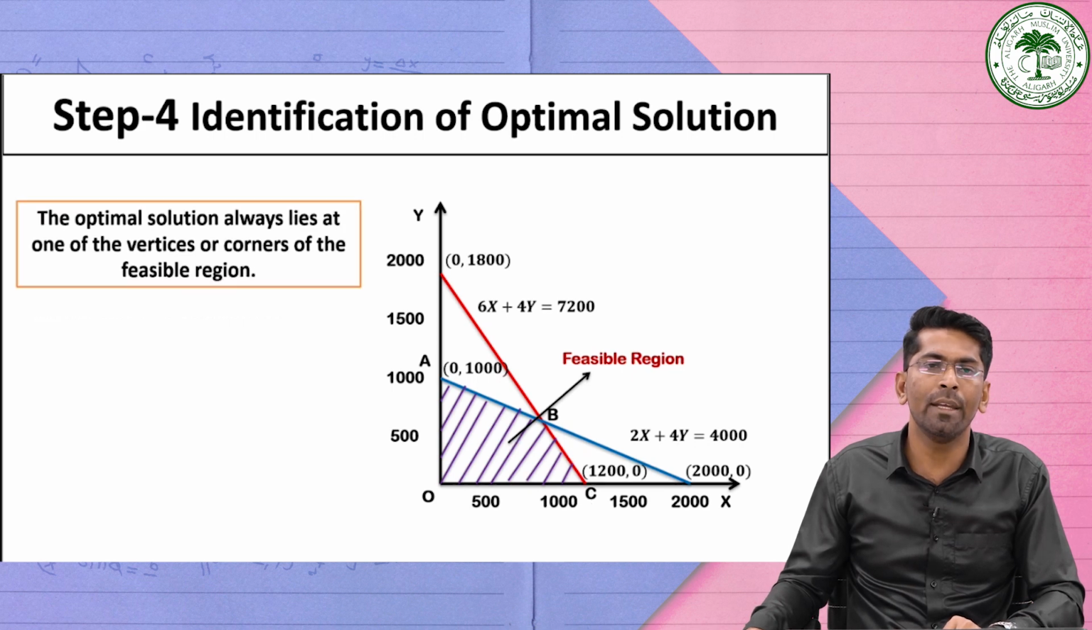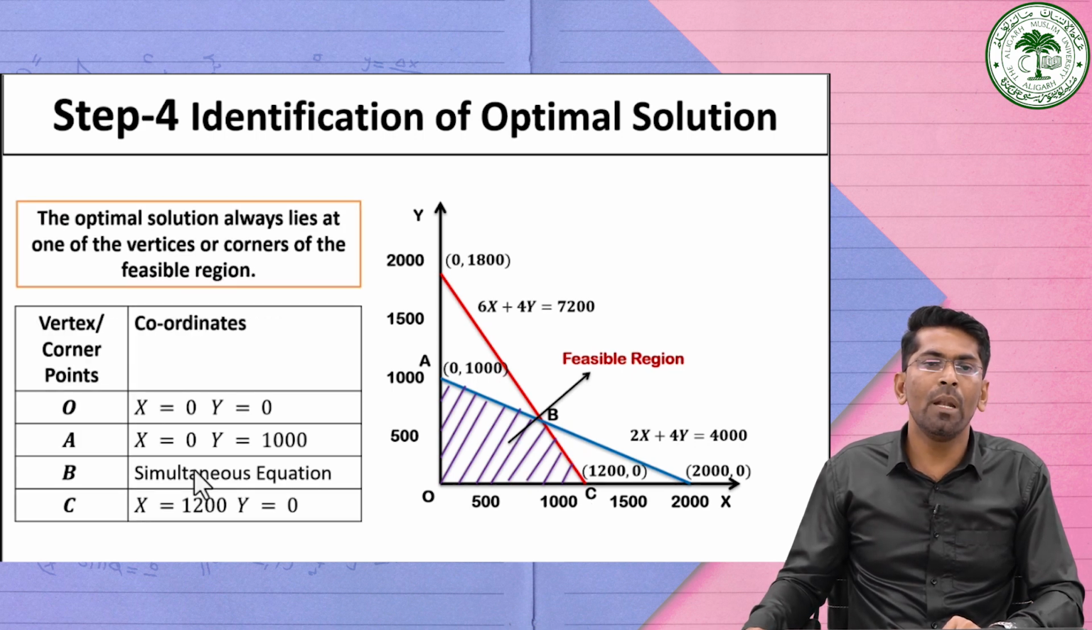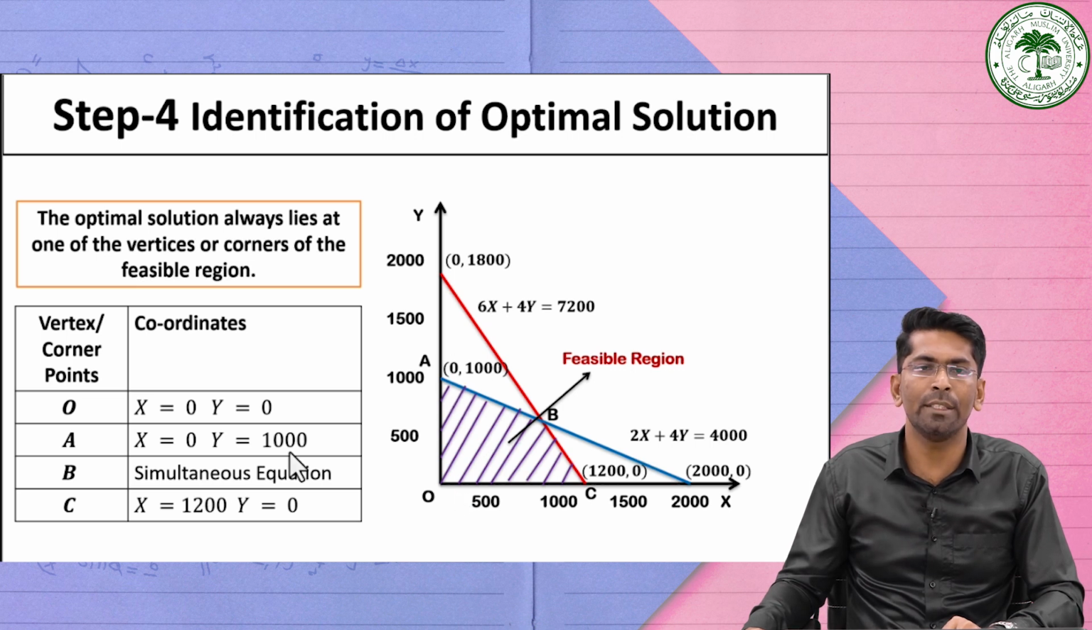I am going to write here. See, it will be at 0, or it is the origin point, we can say that it is O. At this O, the value of x is equal to 0 and the value of y is also equal to 0. Then at point A, the value of x is equal to 0 and the value of y is equal to 1000. I have written here x is equal to 0 and y is equal to 1000.